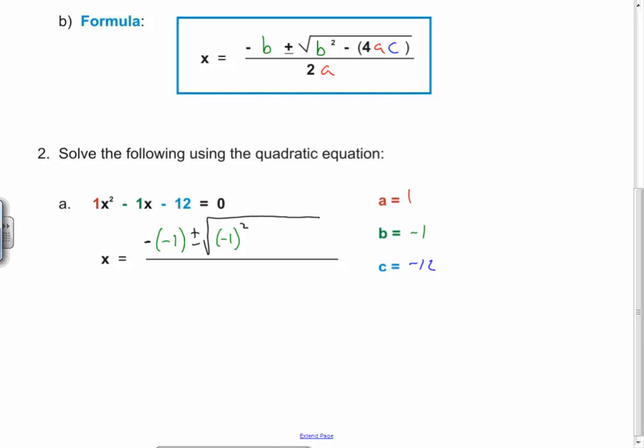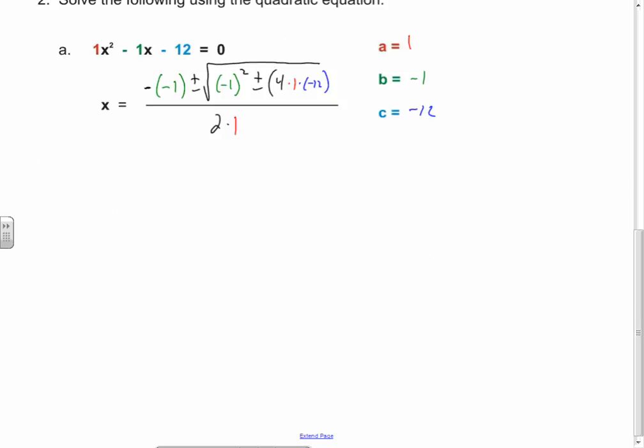Okay, what comes next? The plus minus. And again, I think if you use a parentheses here, you're going to be in shape for 4. What's the value of A? Boring. That's a 1. What's the value of C, though? Be careful here. That's a negative 12. And this is all over 2 times A, which is a 2 times 1. Okay, so we've got all the values in.